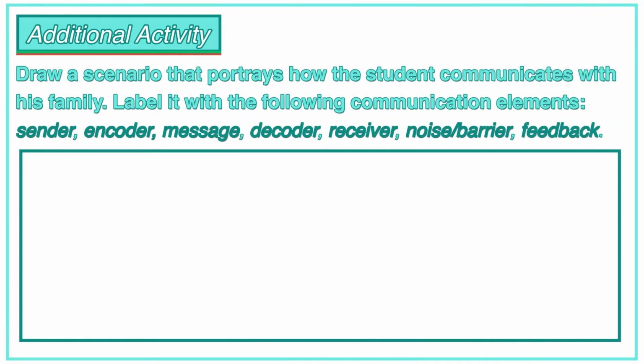For your additional learnings, in a short bond paper, draw a scenario that portrays how the student communicates with his family. Label it with the following communication elements: sender, encoder, message, decoder, receiver, noise or barrier, feedback, then paste your output on your notebook.